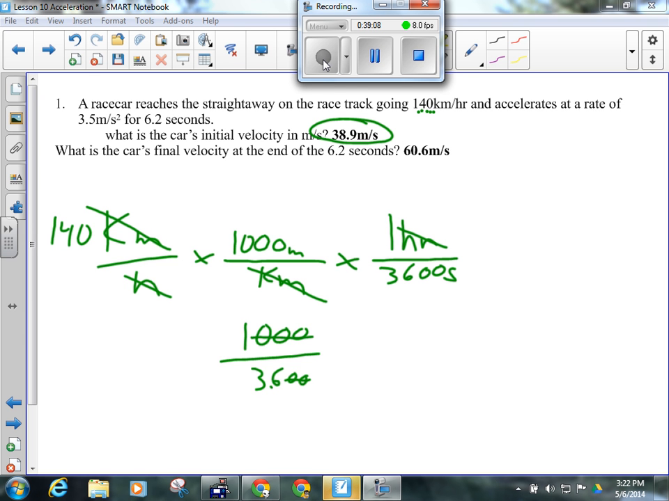Everyone with me there? You're not going to be asked to do that on a test ever. Just so you know, it's divide by 3.6, you get kilometers per hour to meters per second. If you want to convert meters per second to kilometers per hour, multiply by 3.6.